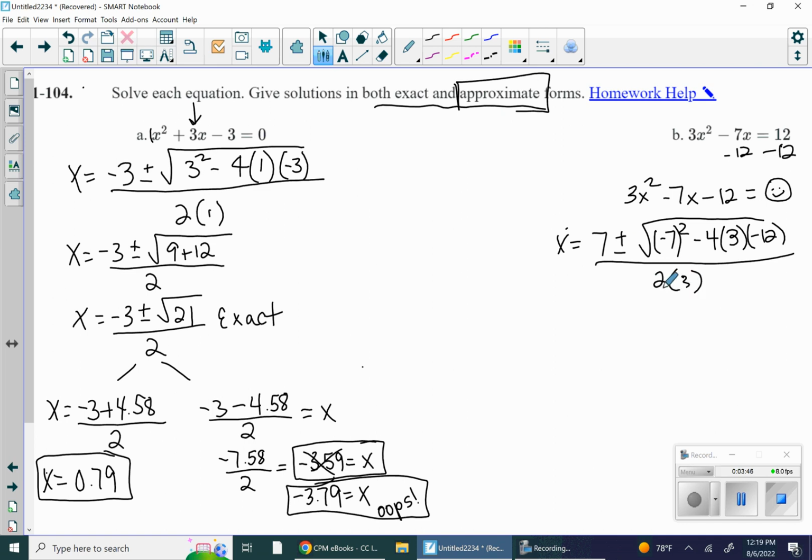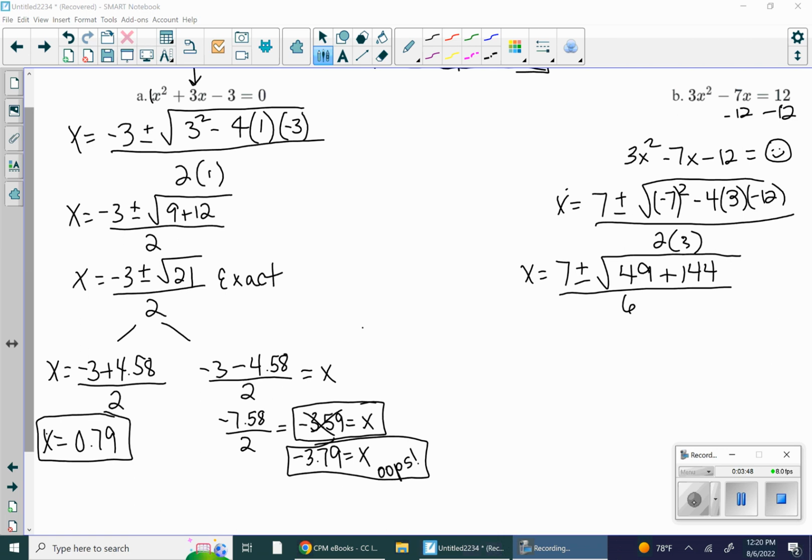Again, order of operations. All right, we always do what is underneath that square root symbol first, and we have -4 times 3 times -12, which gives us a positive 144. So that simplifies. x equals 7 plus or minus the square root of 193 over 6. All right, again, this is exact form. And what we're going to do now is continue to simplify. I'm going to take the square root of 193, and let's see, square root 193 is about 13.89.